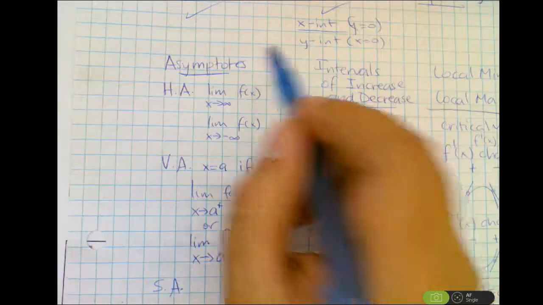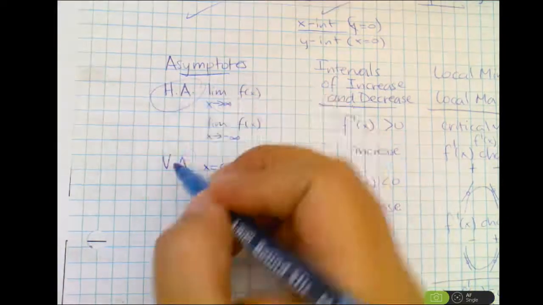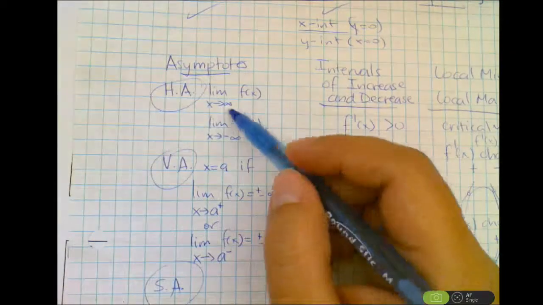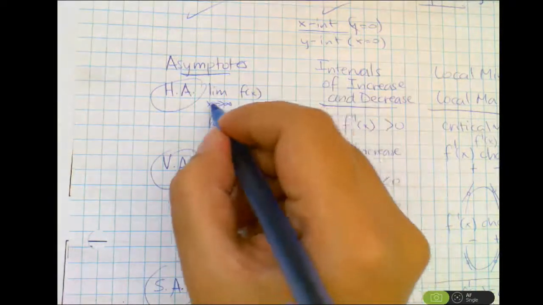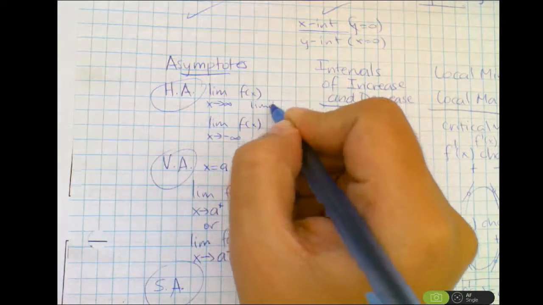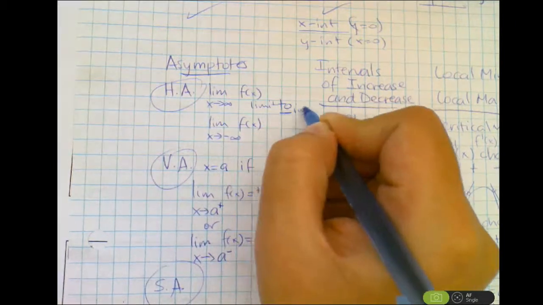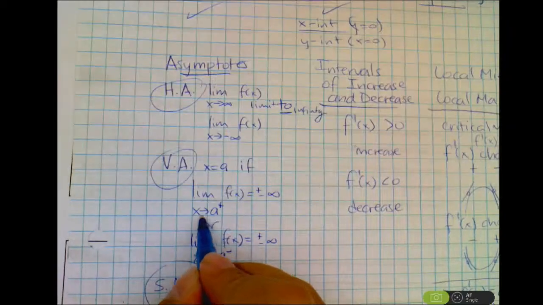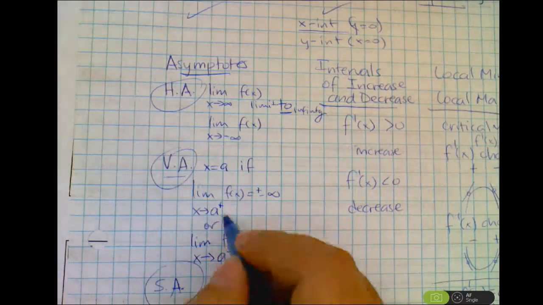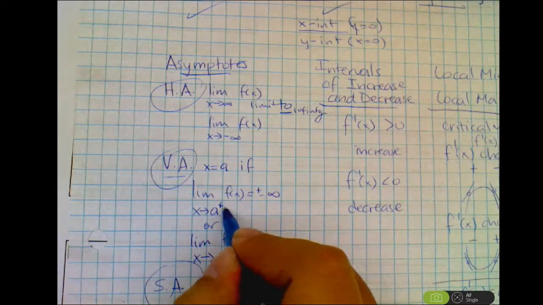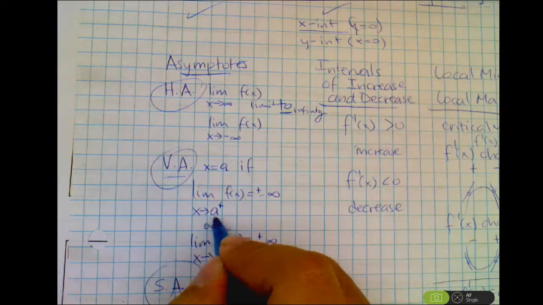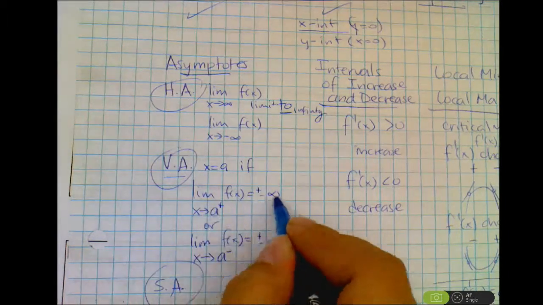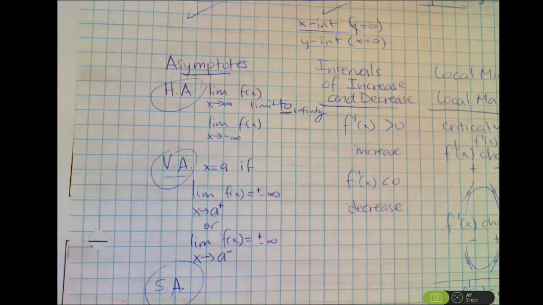Anyhow, asymptotes. We have 3 kinds of asymptotes, and the horizontal is limit to infinity, and then the vertical asymptote is infinite limit. I'm approaching one particular value, and I want to know if I'm approaching actually positive infinity or negative infinity.